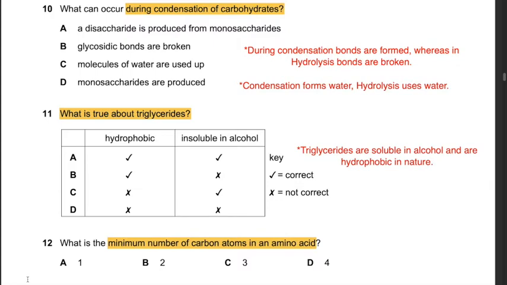Condensation forms water, whereas hydrolysis uses water. Since they are asking about condensation, answer C is incorrect. Molecules of water are not used up. Answer D, monosaccharides are produced. That is also incorrect, as condensation is forming bonds and not breaking bonds. B, glycosidic bonds are broken. That is also incorrect. A disaccharide is produced from monosaccharides. Yes, as when monosaccharides join together, they form bonds. Hence, condensation is involved. Therefore, the answer is A.